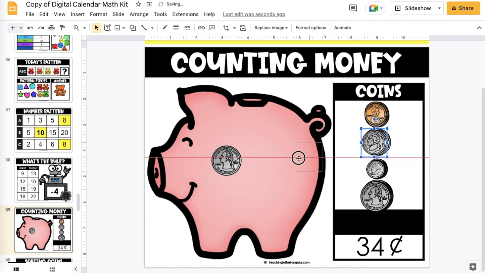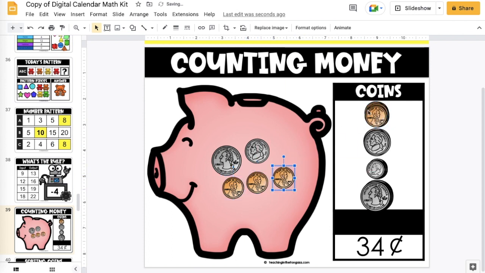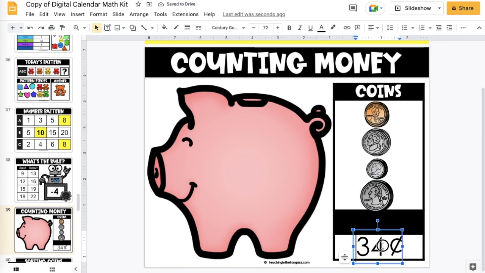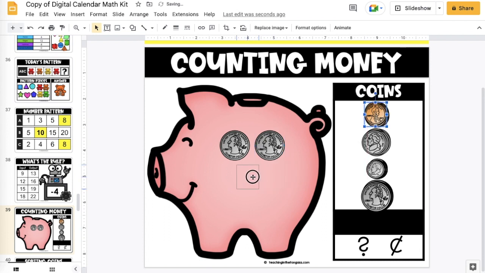25 plus another 5, that makes 30 cents. 31, 32, 33, 34. 4 pennies yet again. All right, let's go ahead and undo that, and we'll try out leaving this blank, and I'm going to put an amount in my piggy bank, and let's figure out how much is in the piggy bank.